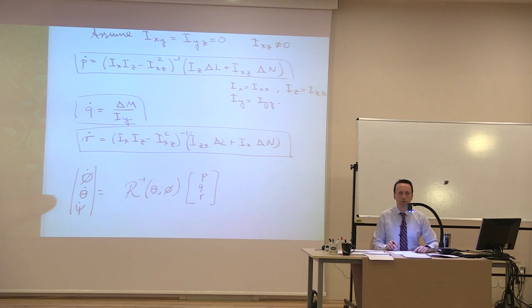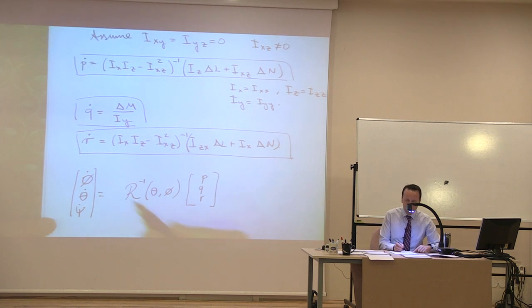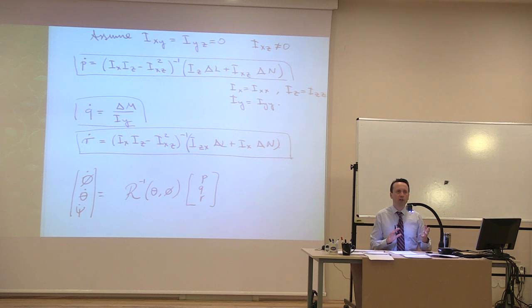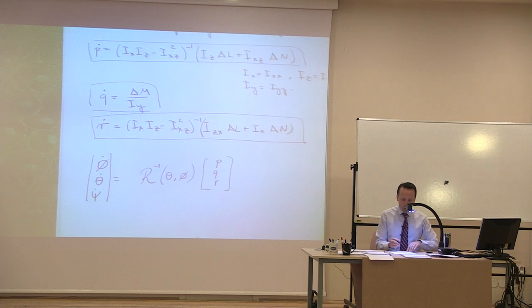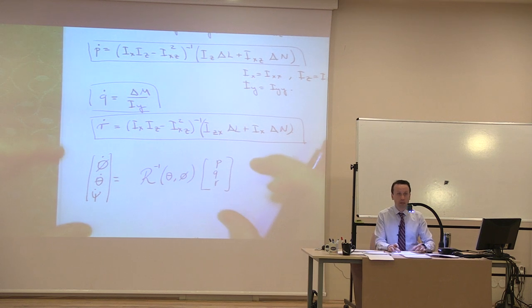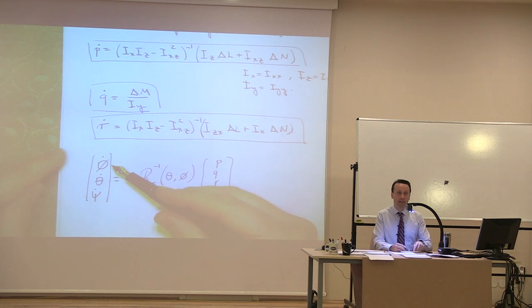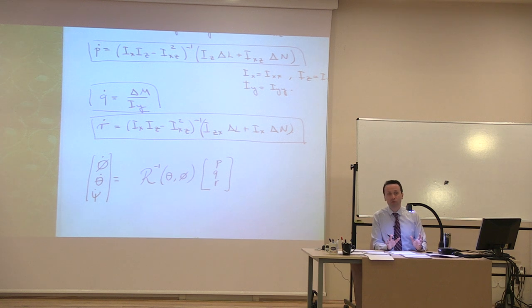We obtained this relation a few weeks ago. This was nonlinear. If you recall, there were tangents and secants in this equation. And remember, because of the tangent, it would go to infinity when theta is equal to zero. So what we can do now is linearize this part as well, and you would obtain a perturbation equation once again. You can write this as perturbations. What happens to theta dot, phi dot, and psi dot when I perturb p, q, and r? That's the question I'm asking here.